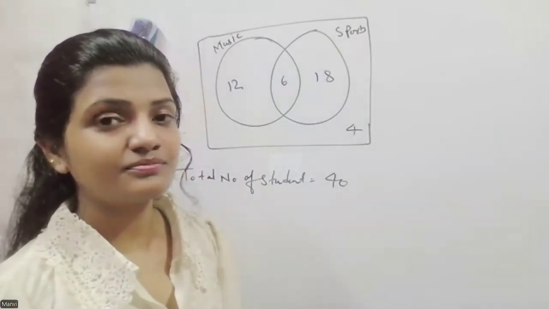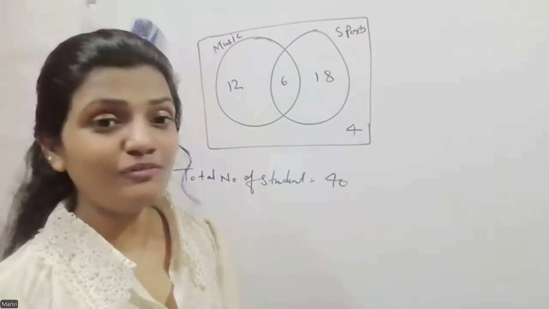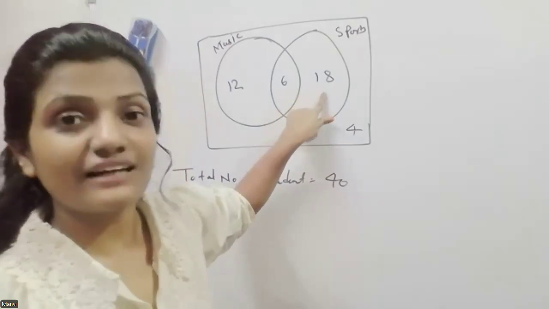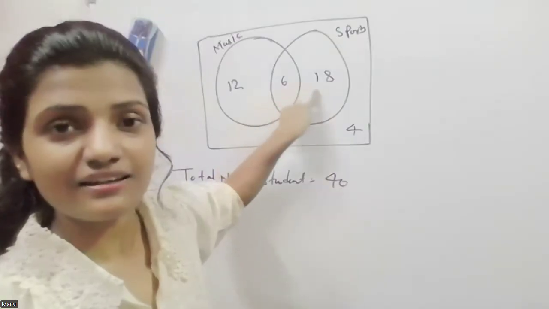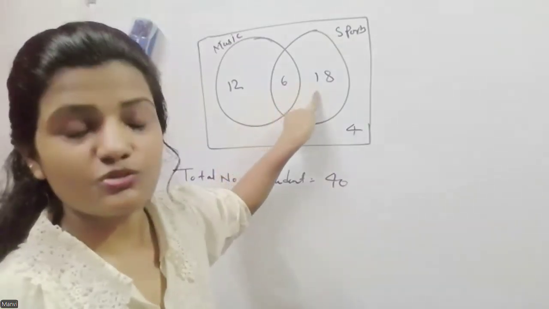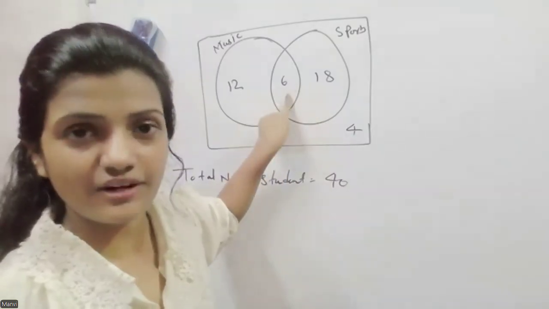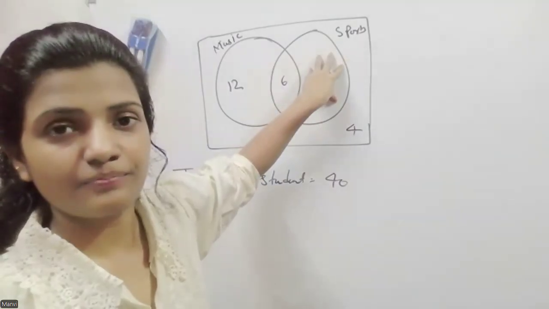How much do you like sports? 18. No, this 6 also likes sport. Yeah, that's fine that this 6 like music as well, but this 6 like sports also. So the number of children who like sports are 18 plus 6, right? If I say only sport, then the answer will be 18.